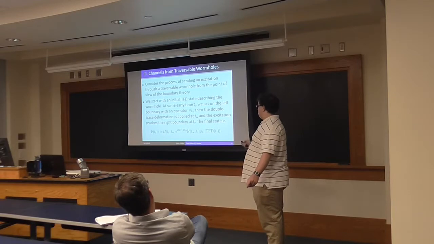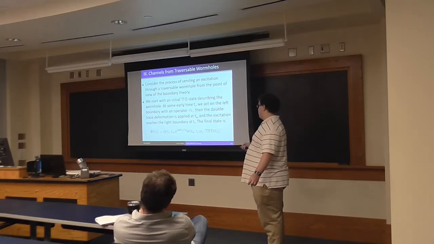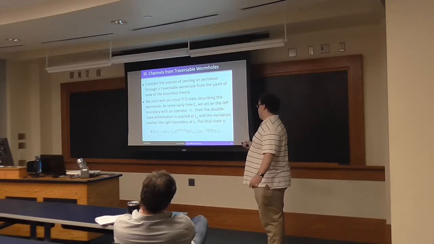So we start with an initial state, which is the thermofield double state. We've seen that we apply this deformation. So we're going to do the process of trying to send an excitation through. First we're going to make some excitation at an early time. Then later, the double trace deformation will be applied. And then finally, we're going to check, at the time it should be reaching the right boundary, whether there's an excitation there and what it looks like.